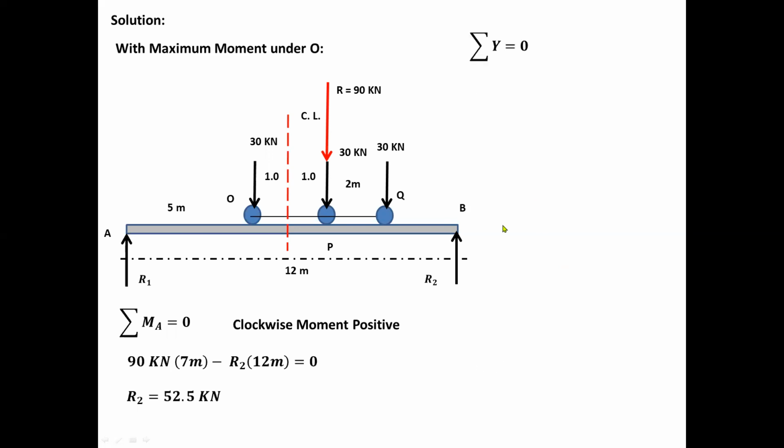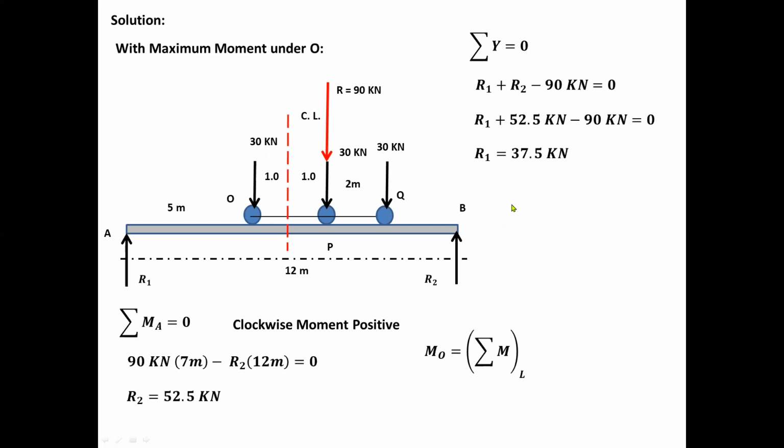Then let us calculate for R sub 1, summation forces vertical. Ang value ng ating R sub 1, 37.5 kilonewton. And then for our MO is equal to summation moment left. MO is equals to 37.5 times 5 equal to 187.5 kilonewton meter.